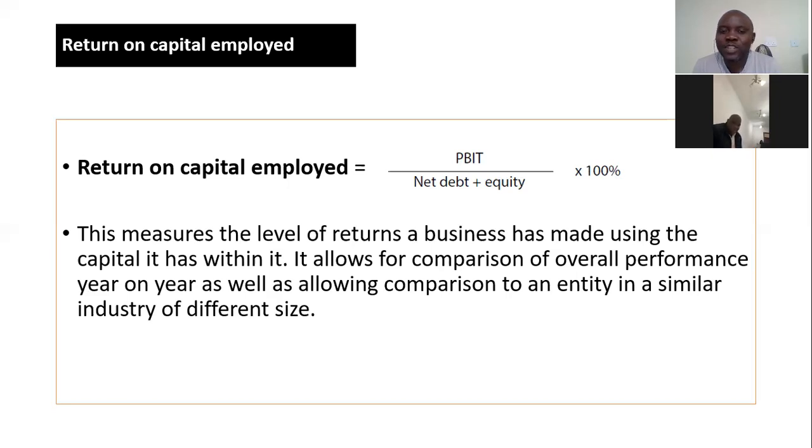So it allows for comparison of overall performance year on year, like we said, as well as allowing comparison to an entity in a similar industry of different size. Furthermore, you can do that comparison with the returns from the financial markets. You can do that because this is your money which you have decided to use: this money that I've borrowed and this money that I have, which I've put into this particular project or investment. This is what I'm getting. But had I combined these two sources of financing and taken them to treasury bills, how much would I have?